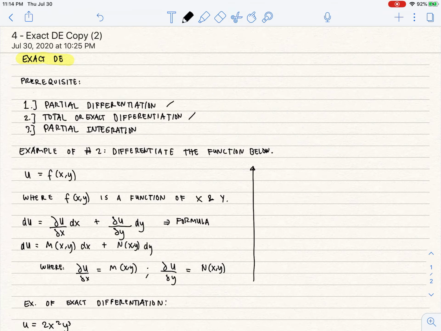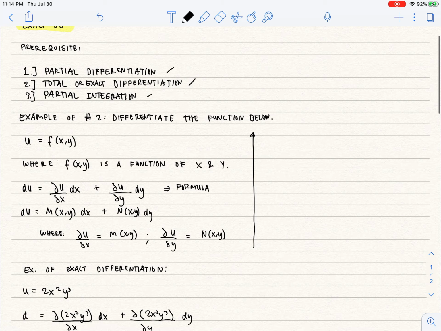Okay, so next, the last prerequisite is partial integration. Naay partial integration because ang ihatag, di ba sa DE, ang ihatag na problems kay derivatives or differentials, di ba? So para makuha ang solution, kailangan nato og integration na process. So therefore, needed ang partial integration. So kumbaga, atong i-reverse ang process sa partial differentiation. Okay?